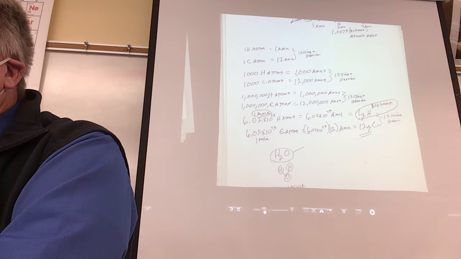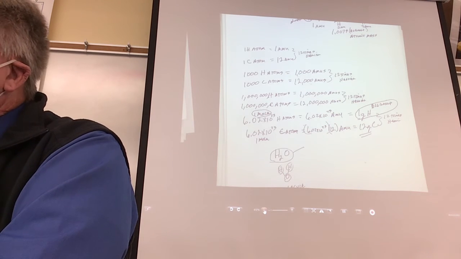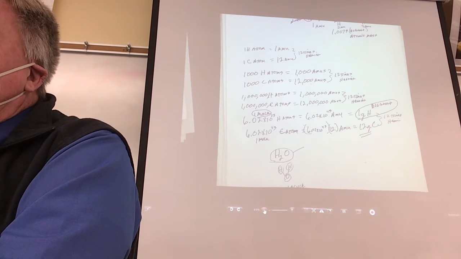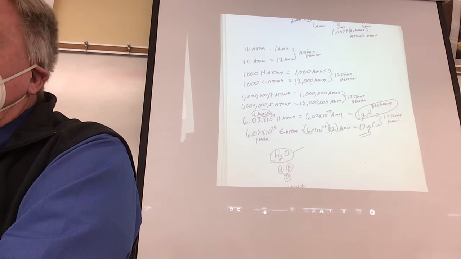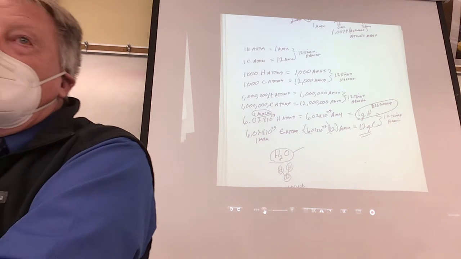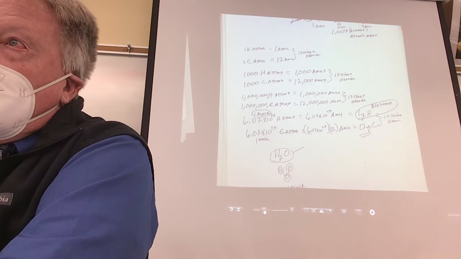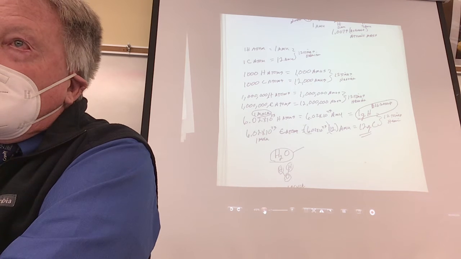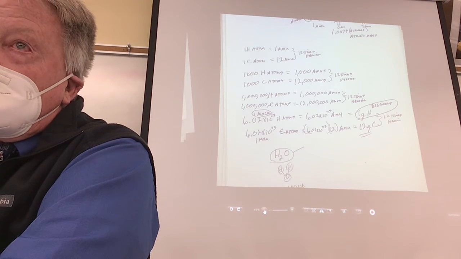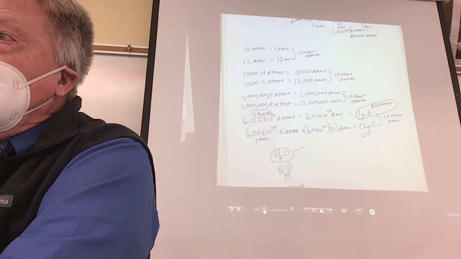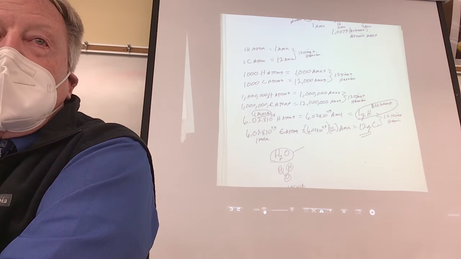I got 12 what? AMUs. You are right. But what if I gave you a whole lot of carbon atoms, like 6.02 times 10 to the 23rd? Now what does that 12 mean? Yes. 1 mole of carbon would weigh how much? 1 atom of carbon is 12 AMUs. What about 1 mole of carbon? 12 grams. Are you with me?